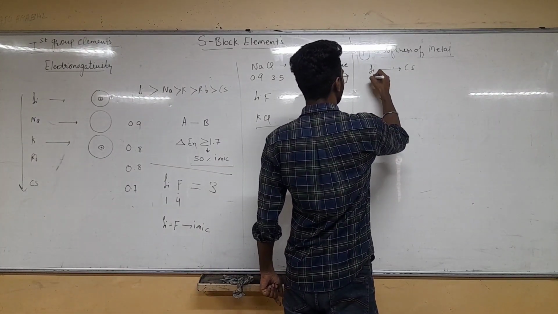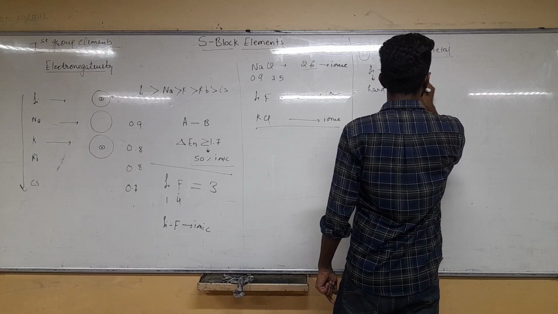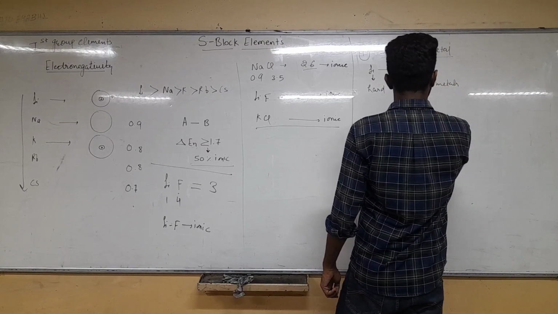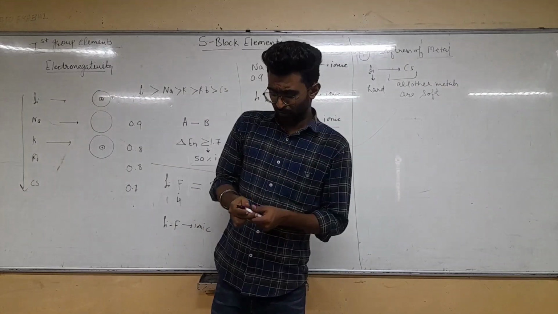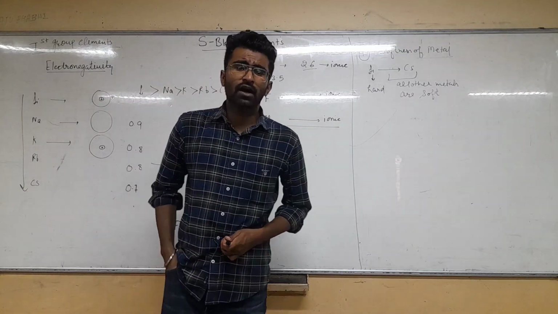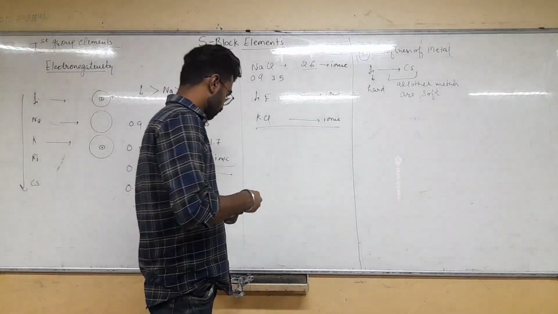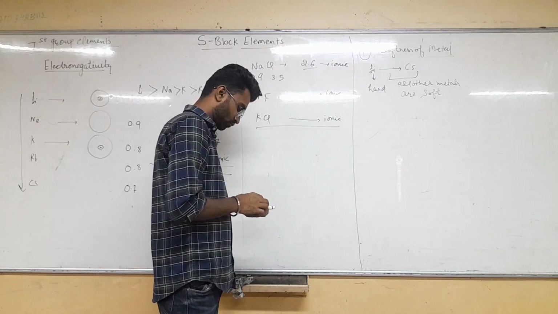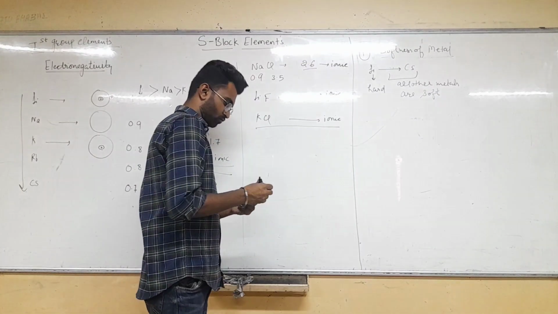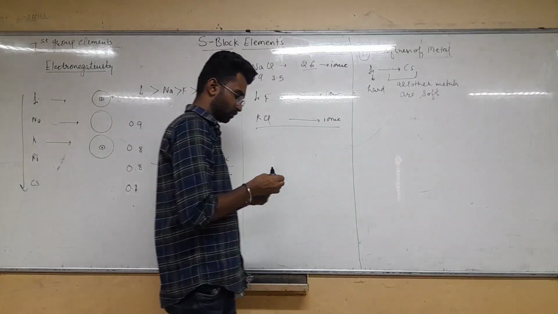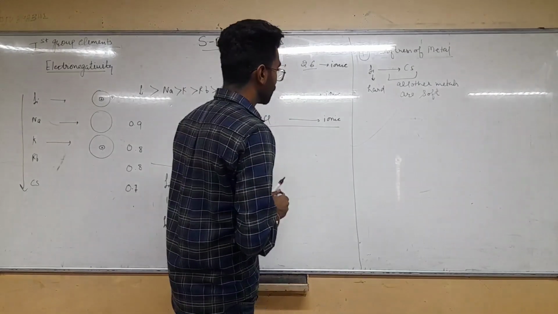Lithium is somewhat hard, and all other metals are soft. Soft means they can be cut by a knife, right? So we will talk about the reason for the softness and hardness of the metals. Okay, so let's talk about the reason for softness.